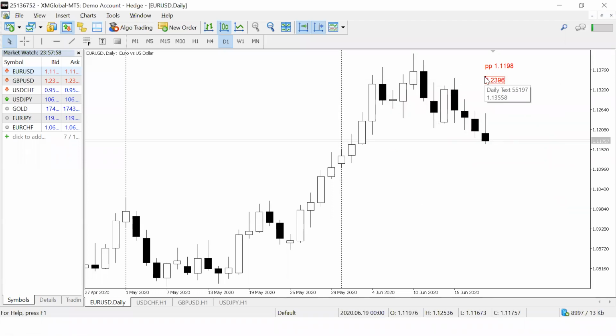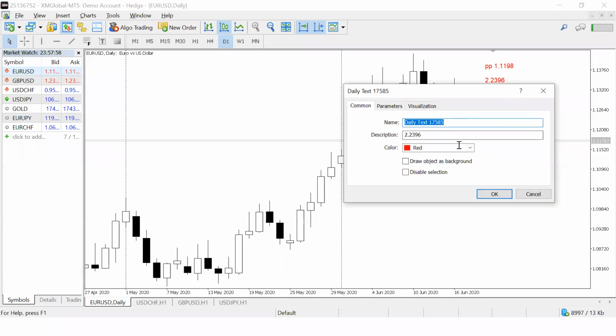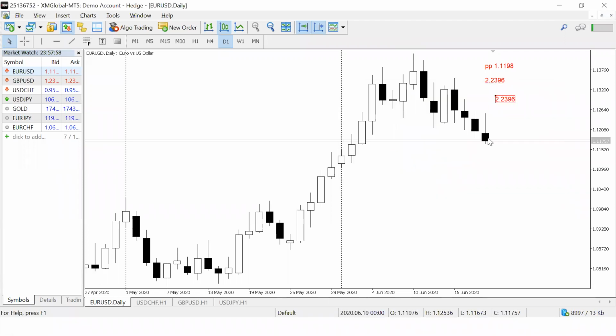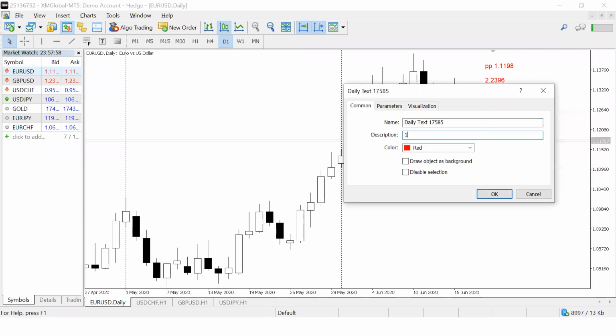Then we subtract our low. 2.2396 minus our low, which is 1.1167, gives us 1.1229.